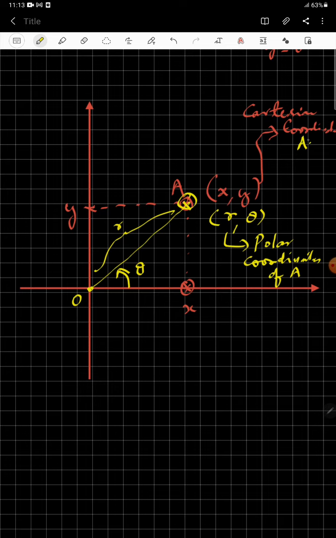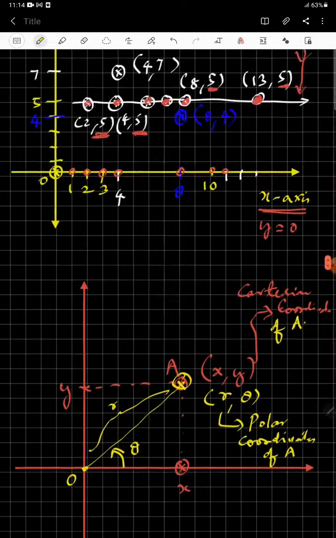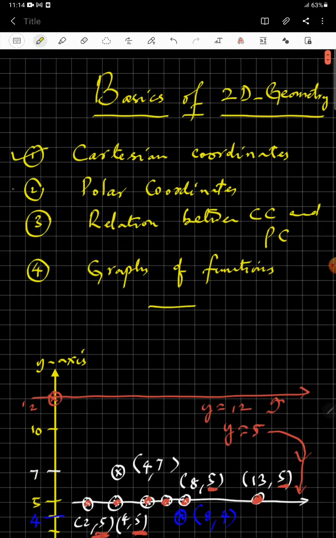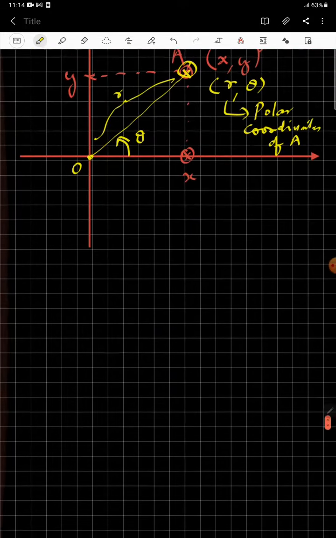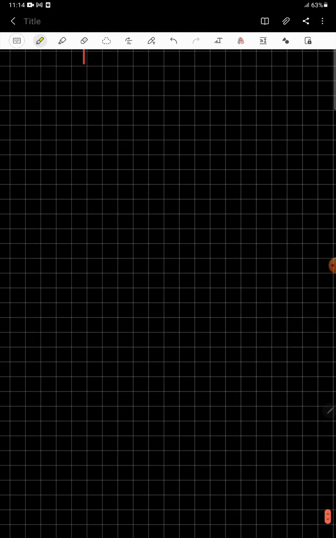Here x comma y are the Cartesian coordinates of A. Now as I discussed Cartesian and polar, let us see what is the relation between these Cartesian coordinates and polar coordinates.